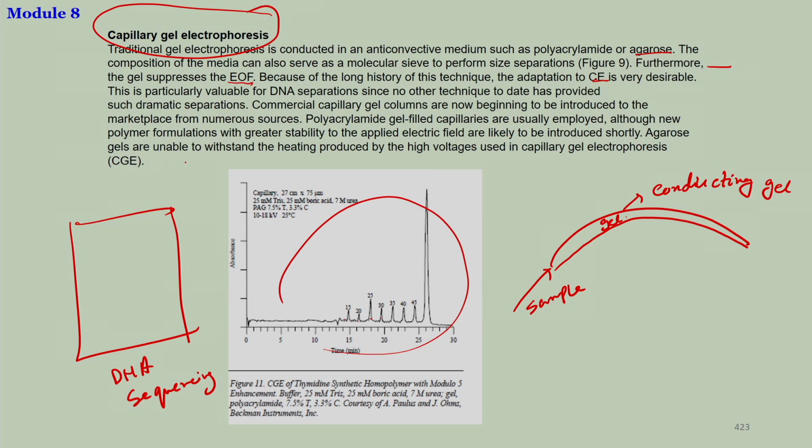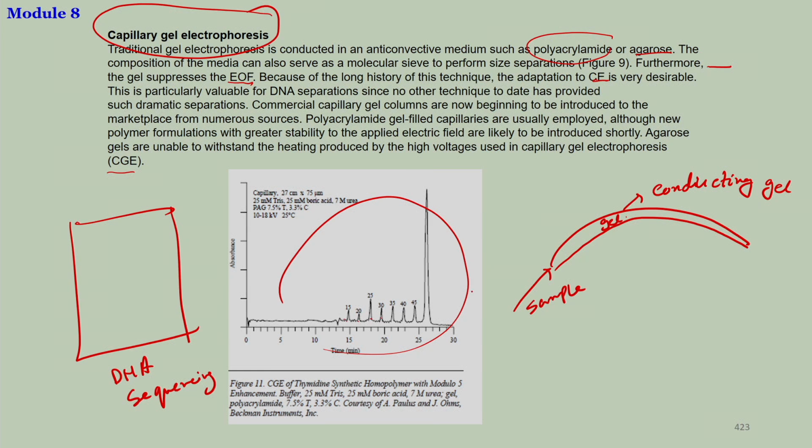Agarose gels are unable to withstand the heating produced by the high voltages used in capillary gel electrophoresis, that is called CGE. So, agarose gel has the disadvantage that it cannot withstand the high heat that is generated when you provide a large voltage across the capillary. Sometimes the gel might be broken, that is the disadvantage of using agarose as the gel inside the capillary, but polyacrylamide can work fine.